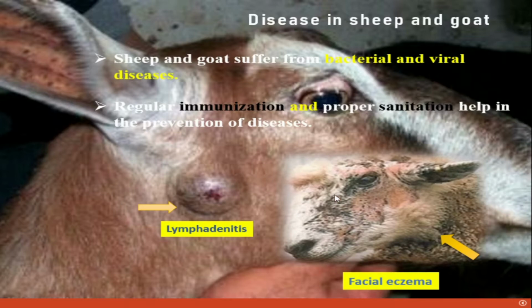How can we prevent them? By regular immunization and proper sanitation. We should give good care. We have to maintain these animals with good care. By doing this, definitely we can prevent these kinds of diseases.